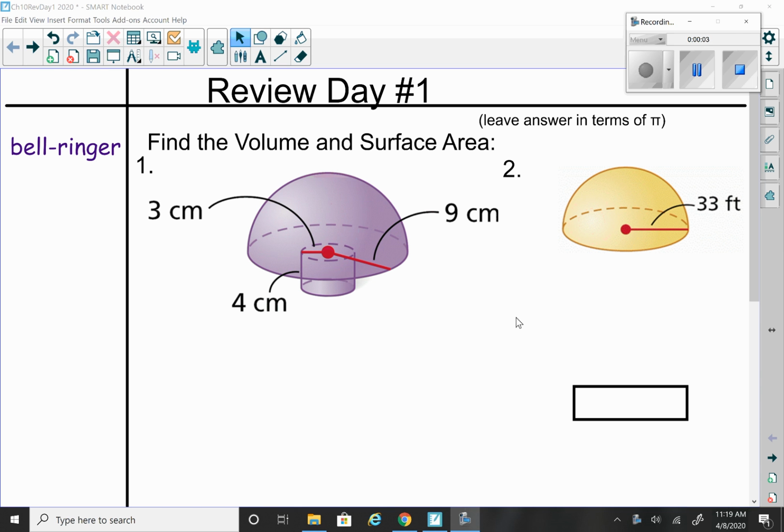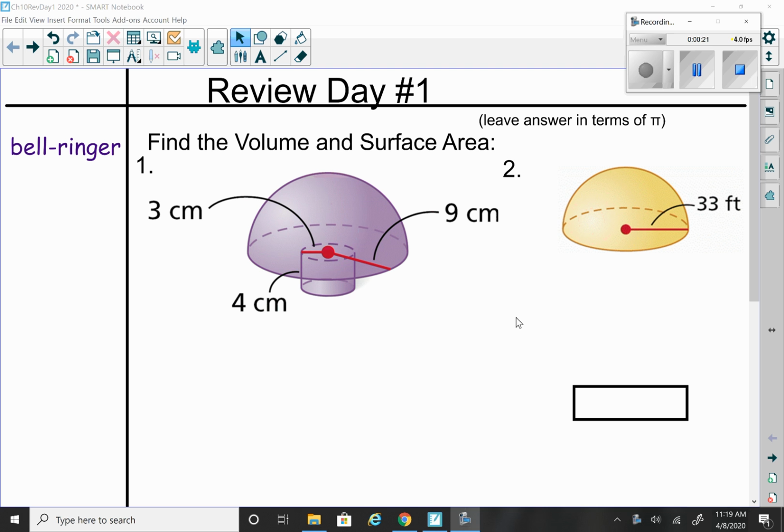Hi, this is Mrs. Young, and today we are going to start the review of our three-dimensional unit where we've been talking a lot about surface area and volume of different three-dimensional figures. So kind of a start of our review of this unit that we've been covering.